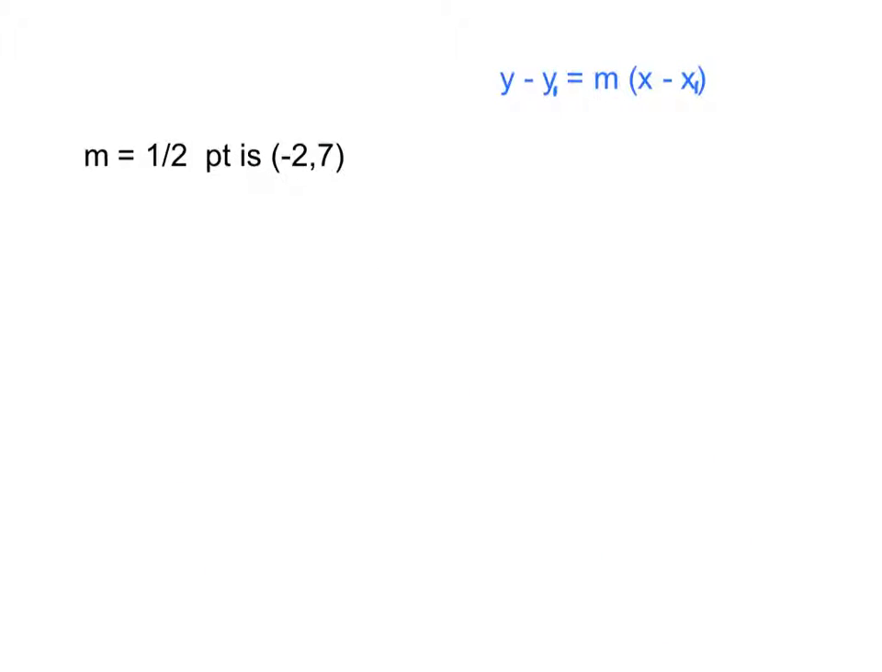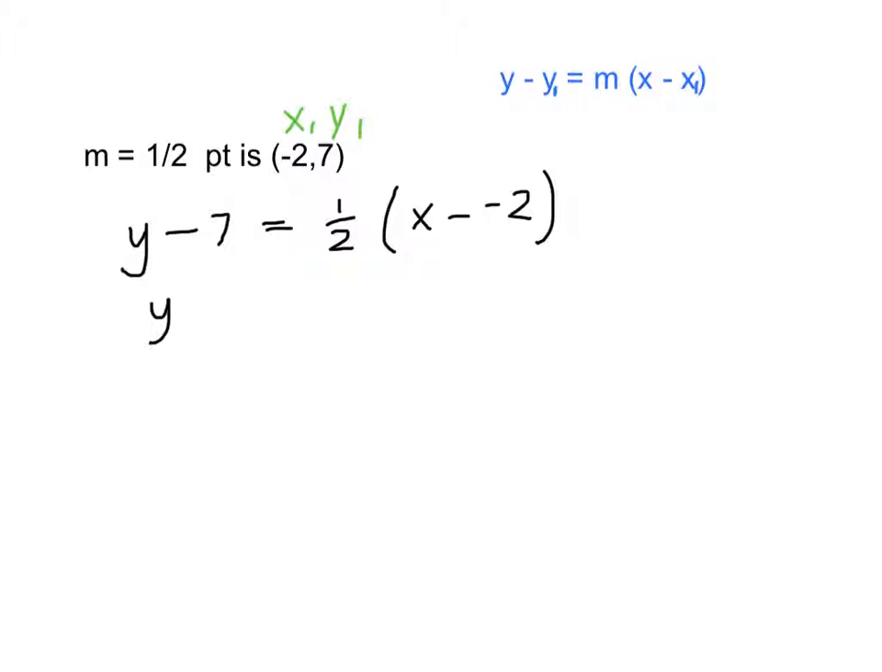Here we have a gradient of a half, and the point is negative 2, 7. So again, this is my x1 and my y1. I'm going to leave the x and y in the formula. So I have y minus y1, 7, equals, the gradient is a half, bracket x minus, and x1 is negative 2. Remember, these double negatives will actually make a positive. y minus 7 equals a half, that's actually x minus minus 2, which is the same as plus 2.